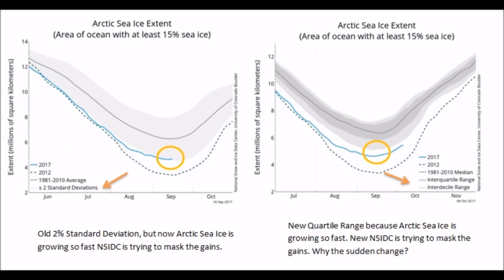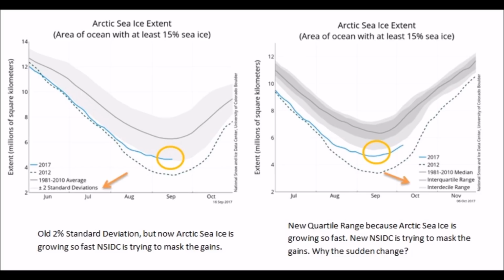Left side is a 2 standard deviation. Right side is the new range. The orange circles right in the center are exactly what I'm comparing. Notice how different it is. Now, if they would have left the 2 standard deviation, that blue line would be so far up into the 2 standard deviation range that you would definitely notice that something's increasing. The way they change the measurement range, if you will, now it looks like it's still below.